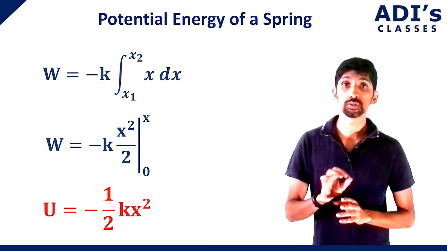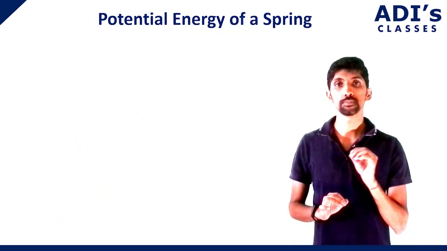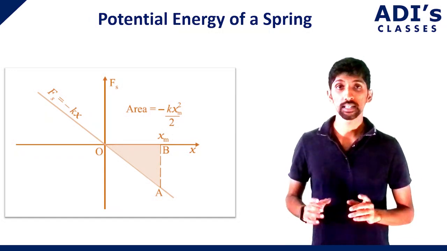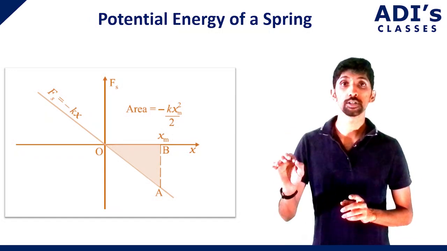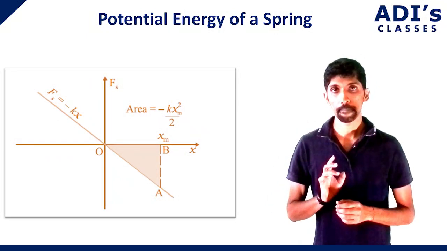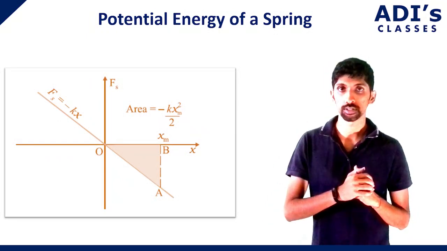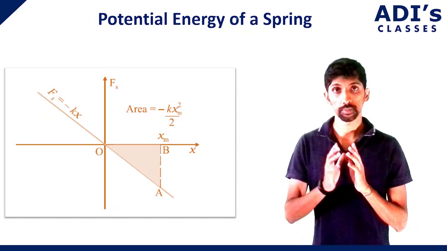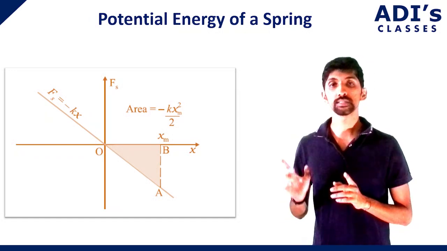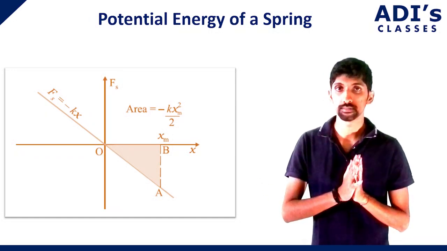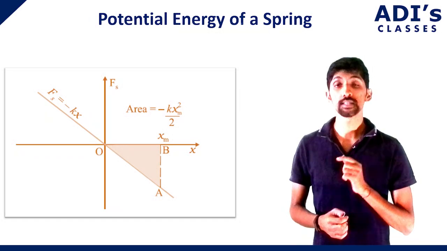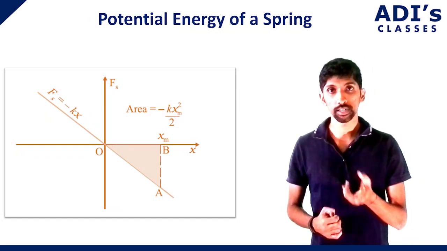We can also use straight lines to figure out the potential energy. You have the xy axis, and since the force is given as negative k into x, you get a straight line like this, passing through the origin. Now at this point, we complete it to form a right angle triangle. This distance is x, and this distance is negative kx because it's coming down.